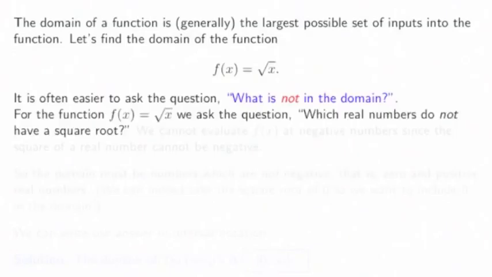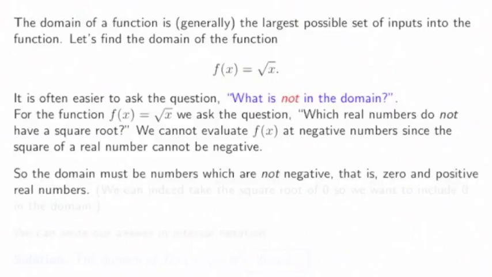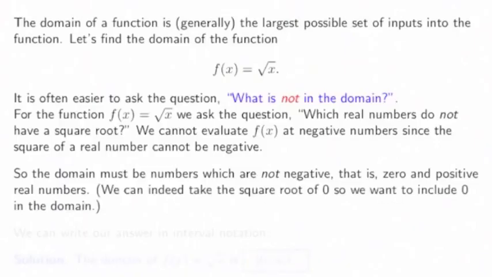For the function f of x equals square root of x, let's ask this question: which real numbers do not have a square root? We cannot evaluate f of x at negative numbers since the square of any real number cannot be negative, so a negative number cannot have a square root. So the domain here must be numbers which are not negative, that is 0 and positive real numbers. We can take the square root of 0, so we want to make sure to include 0 in our domain.